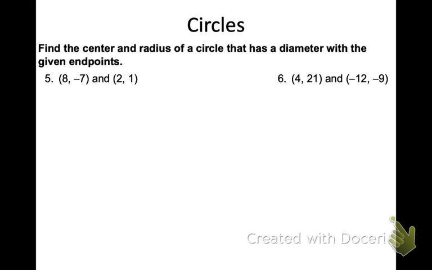All right, now try these two on your own here, or with a partner, I should say. Find the center and radius of a circle that has diameter with the given endpoints. So do numbers 5 and 6 with the partner here. I'm going to give you about 2-3 minutes. Go.